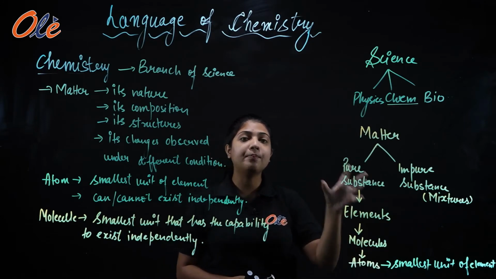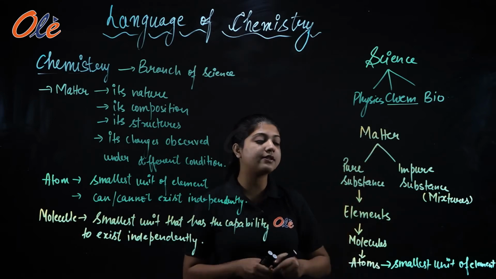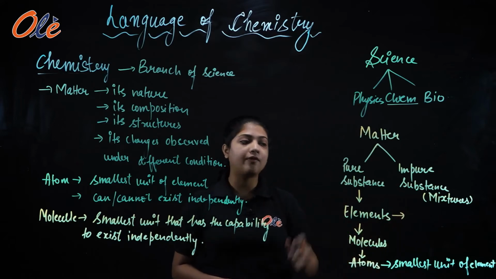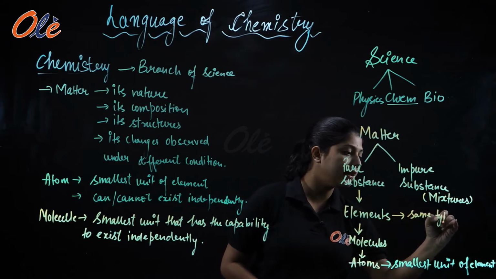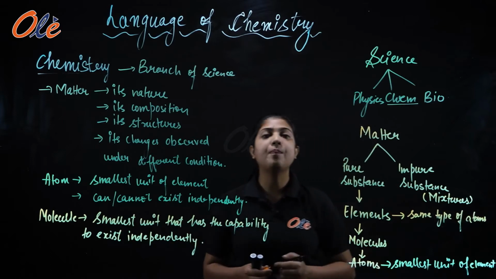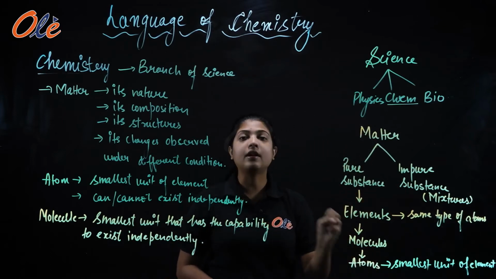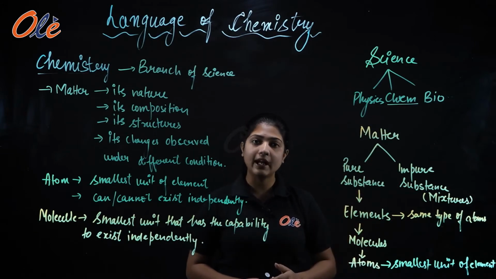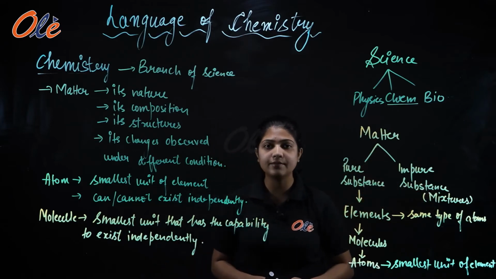Element is the pure substance. Element is basically the pure substance, and it is made up of the same type of atoms, right? So basically, I would like to tell you that atoms combine together to form the molecules. Molecules combine together to form the elements. An element is a pure substance that is made up of the same type of atoms, right?